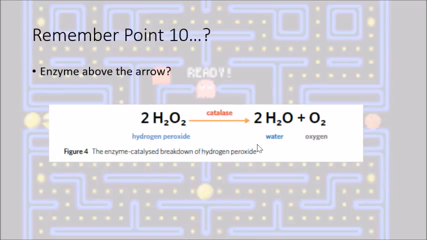So point 10 from that figure 2 in your textbook mentioned putting enzymes above the arrows. This is what I mean by that. So this is actually a catabolic reaction because it's breaking down hydrogen peroxide into its constituent components, water, and also releasing oxygen. So it's catabolic because it's breaking things down. It is probably not entirely coincidence that catalase, being a catabolic enzyme, is the enzyme that actually drives or catalyzes that particular reaction. So catalase will take hydrogen peroxide, break it down, releasing water and oxygen bubbles.